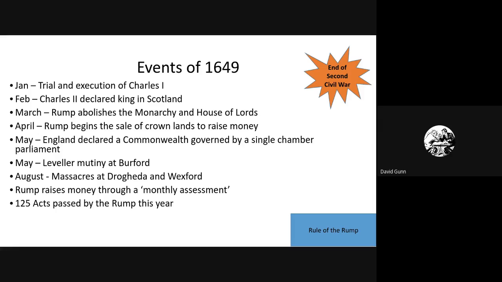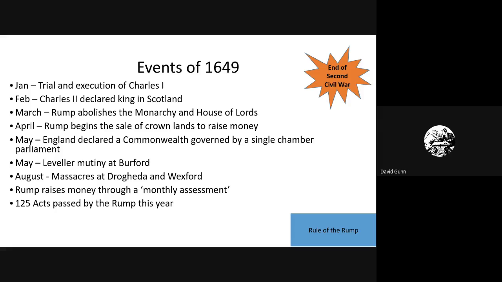Cromwell goes to Ireland in 1649 and massacres thousands of Irish Catholics at Drogheda and Wexford. You could say that's kind of revenge for the Irish uprising and for Irish support of the monarchy during the Civil War. The rump raises money through a monthly assessment, which is very similar to ship money. So you can see it's a way of them raising money.